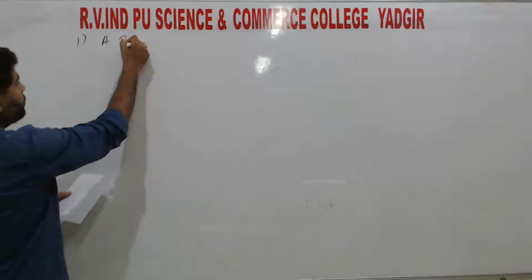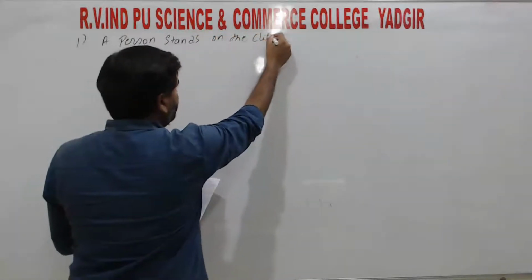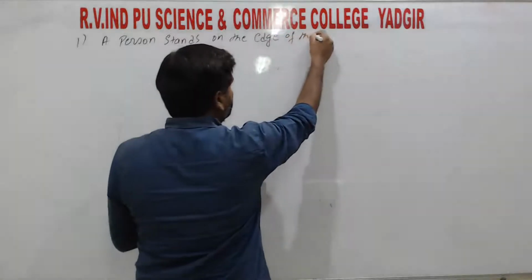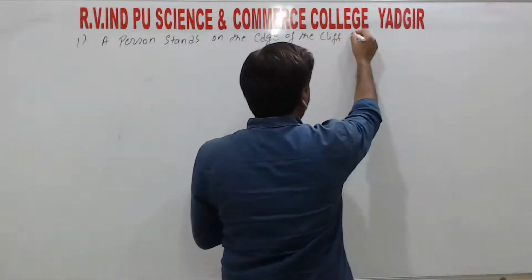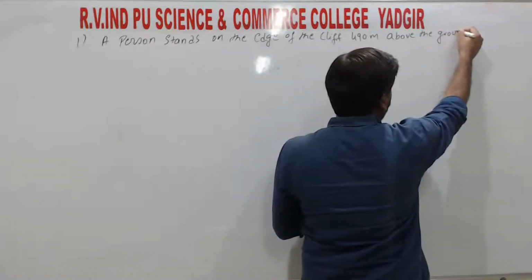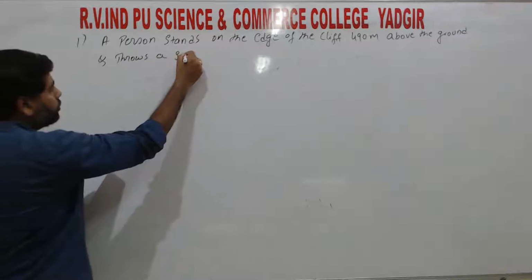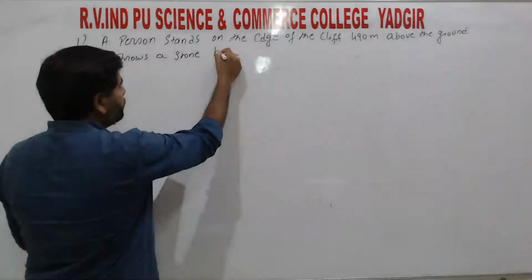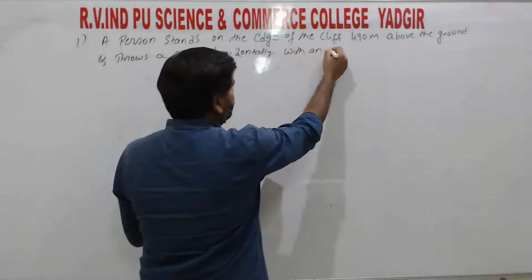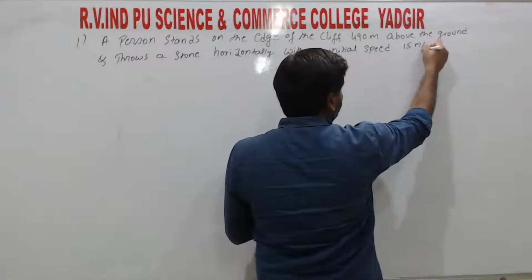A person stands on the edge of the cliff, 490 meters above the ground, and throws a stone horizontally with an initial speed of 15 meters per second.